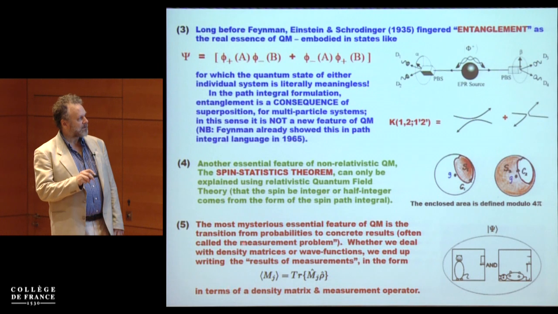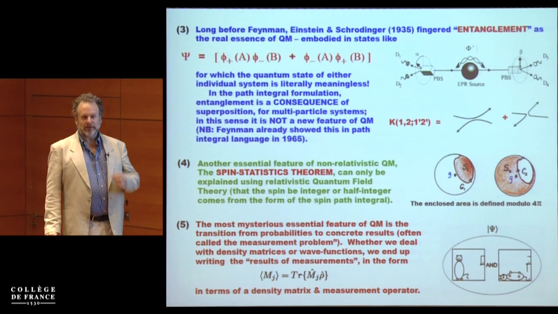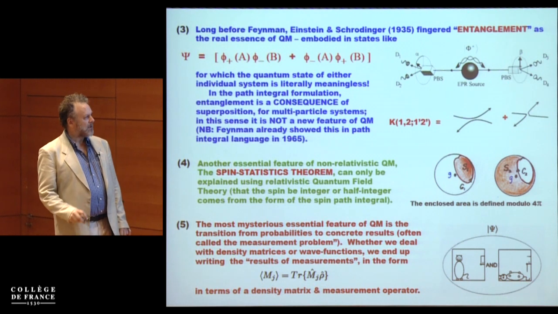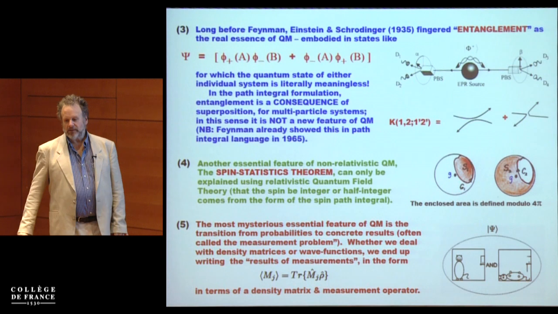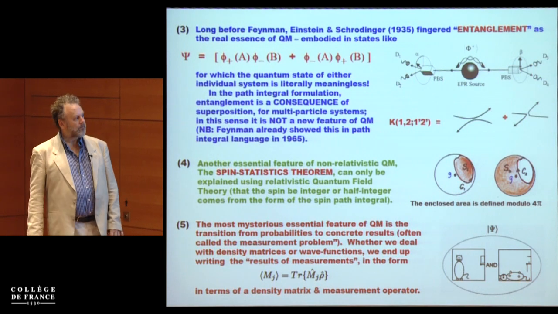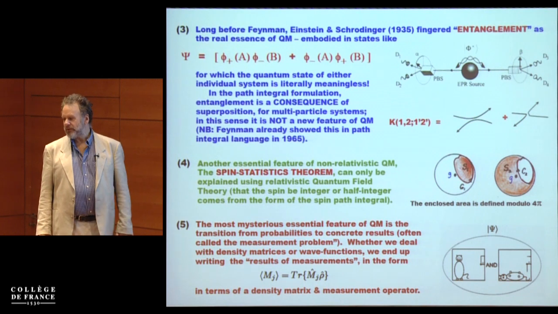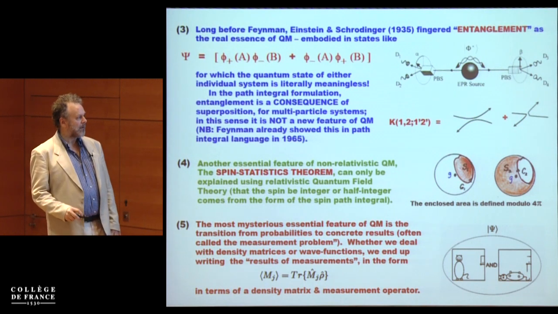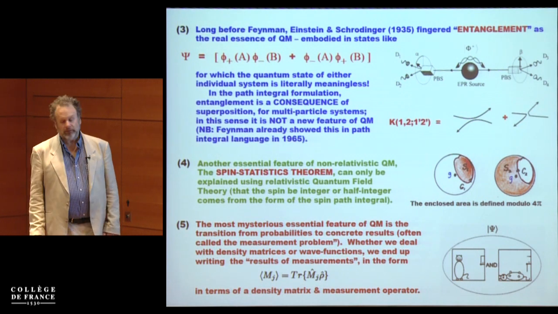And finally, the most mysterious problem of all in quantum mechanics, which I certainly don't think anyone knows the answer to, is how is it we proceed from probabilities to concrete results in quantum physics? Now, usually people talk about decoherence when this problem is raised, and we'll discuss that. But the idea is that whether we're talking about density matrices or wave functions, we end up by writing results of measurements as definite results.